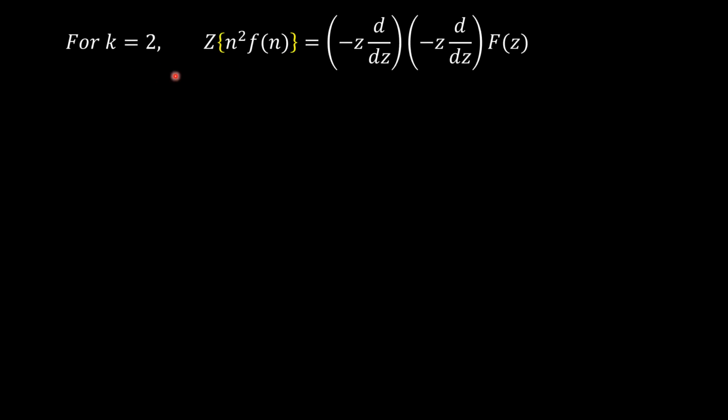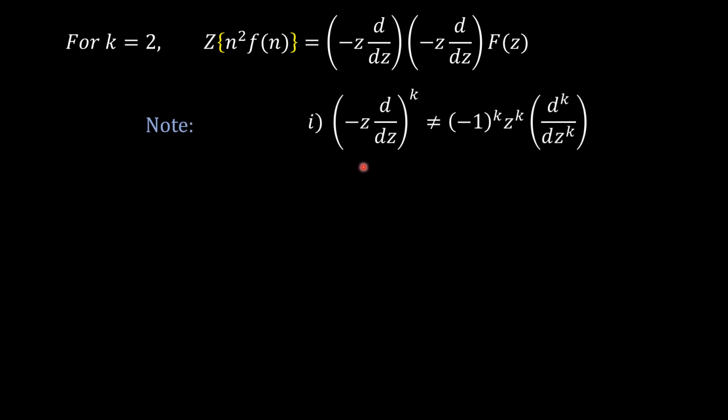For k equal to 2, the Z transform of n square f of n is obtained as minus z d by dz into minus z d by dz of F of z. Means we have to operate this operator one by one on F of z. So here we will note down the things related to this property. The first one is that minus z into d upon dz, bracket raised to k, is not the same as minus 1 raised to k z raised to k d raised to k upon dz raised to k, that is the kth derivative. So it's not like that.